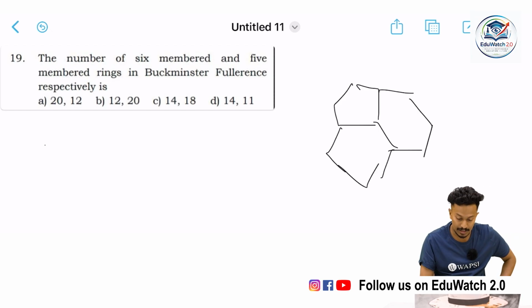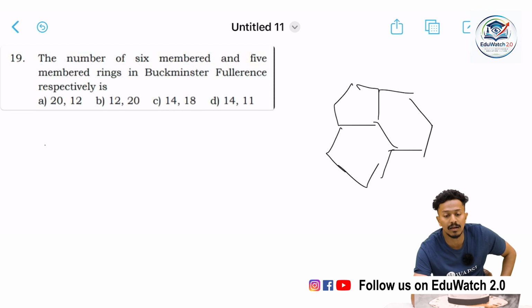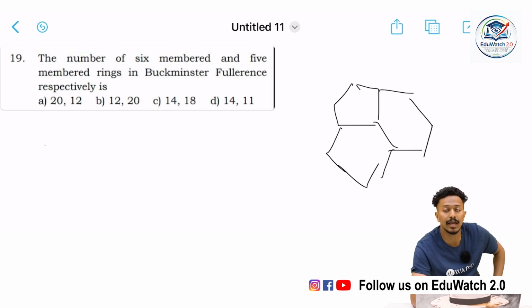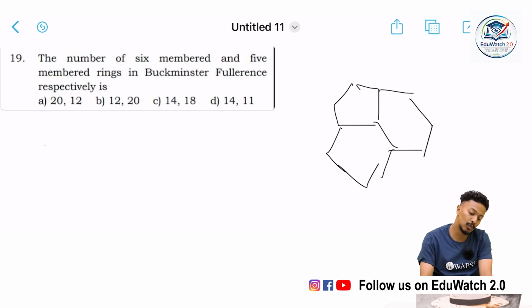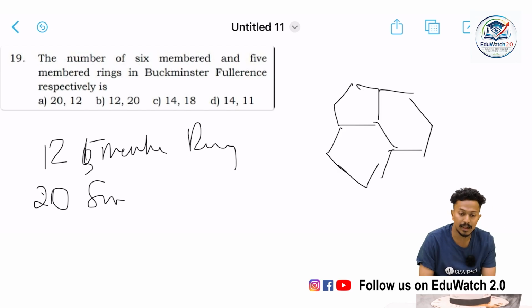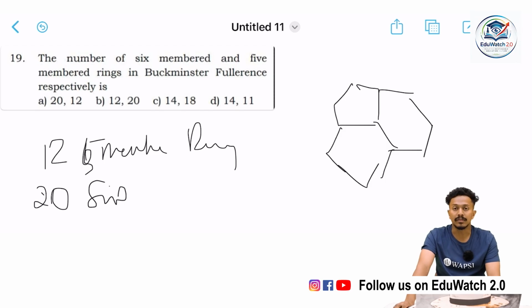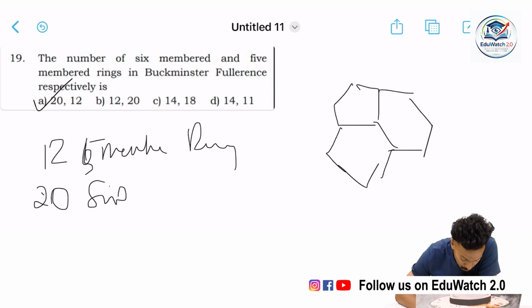In this question they are asking what are the numbers of 5-membered pentagonal and 6-membered hexagonal structures you could see in fullerene. So the correct option would be 12 5-membered and 20 6-membered carbon rings in Buckminster fullerene. So the option would be option number A. We will move on to our next question.